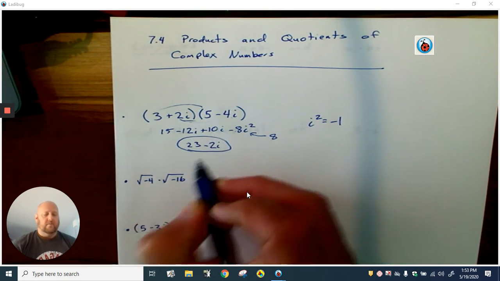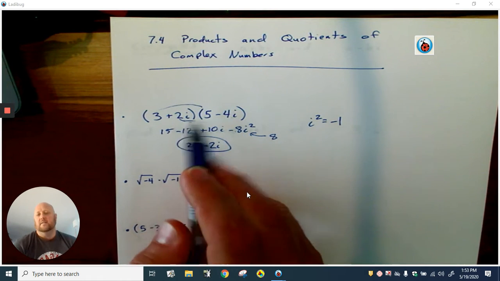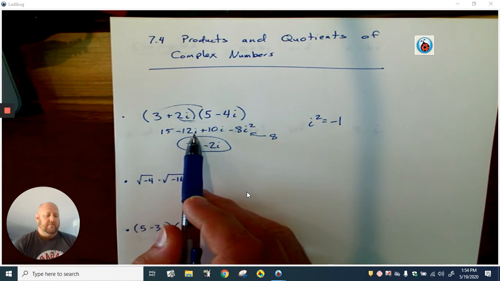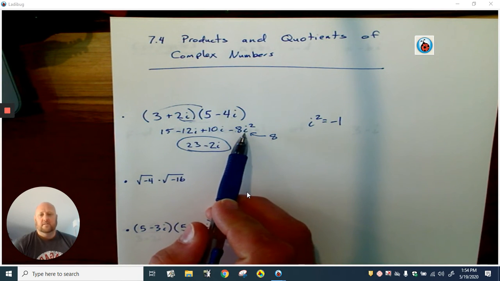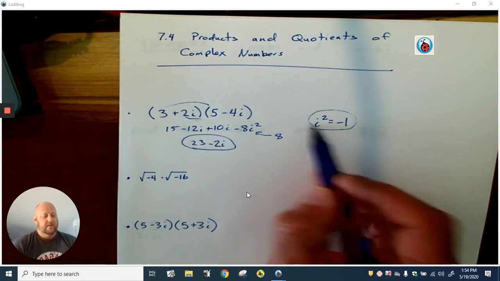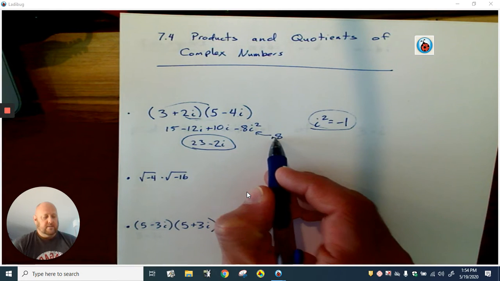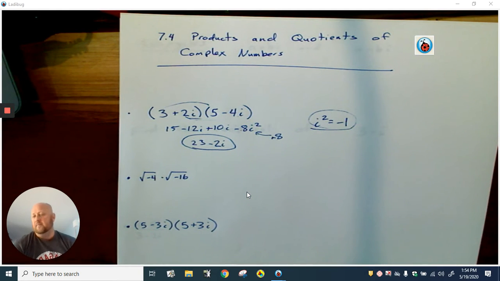So the only real difference here between multiplying complex numbers and multiplying binomials with 2x instead of 2i is if they were x's, we would only combine those two middle terms. But because i squared is actually a real number, it's equal to negative 1, that just changes that to a positive 8 instead of a negative 8i squared. Make sense?